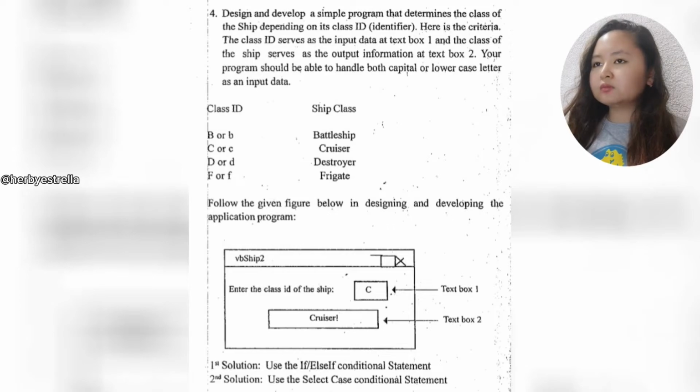4. Design and develop a simple program that determines the class of the ship depending on its class ID or identifier. Here is the criteria. The class ID serves as the input data at text box 1, and the class of the ship serves as the output information at text box 2. Your program should be able to handle both capital or lowercase letters as input data. Follow the given figure below in designing and developing the application program.